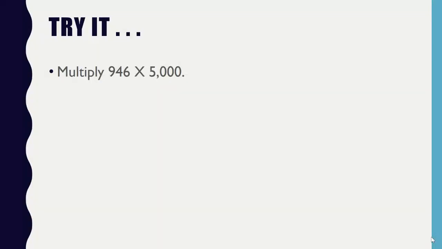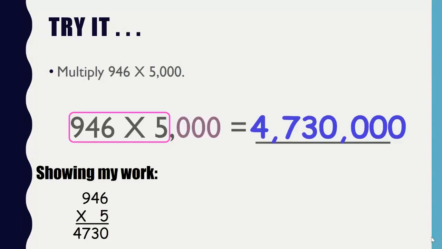It's your turn again. Multiply 946 times 5,000. Pause the video here and give it a try. If you recognize that 5,000 as a multiple of 1,000, you're correct. Our base problem is 946 times 5.